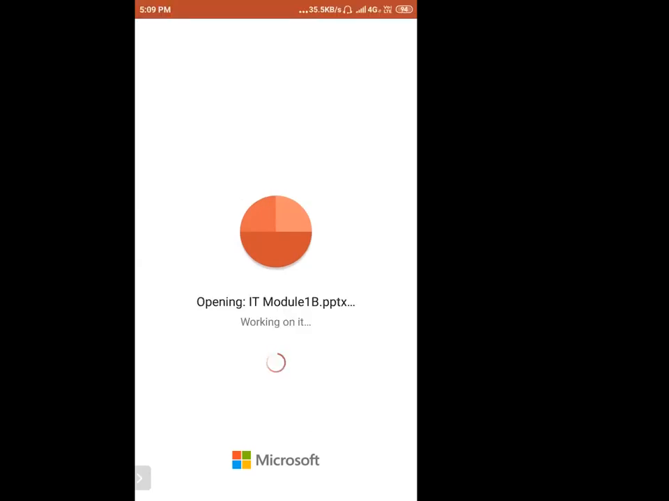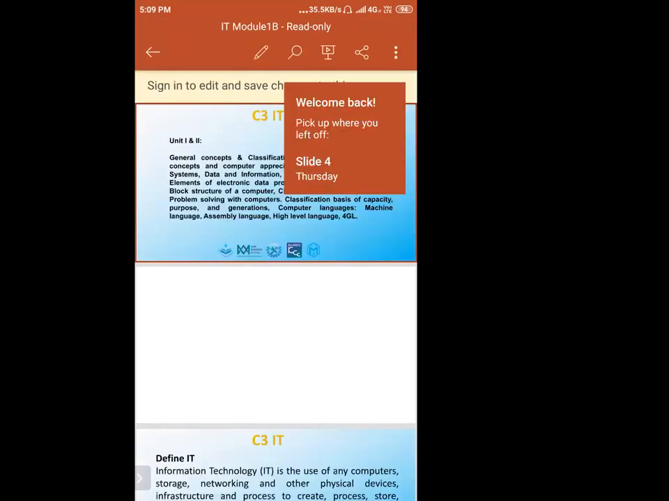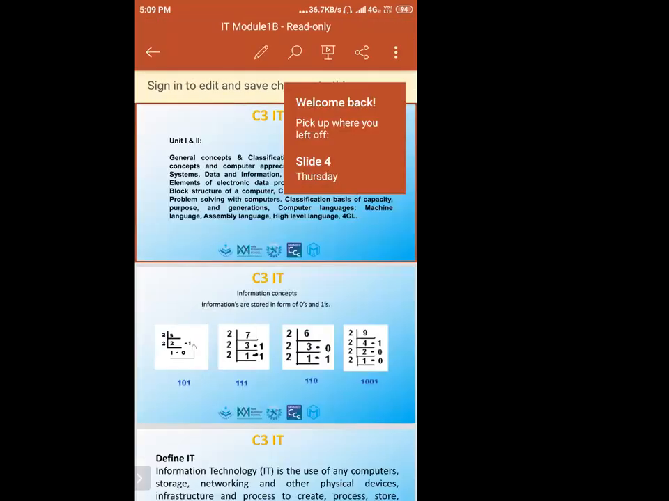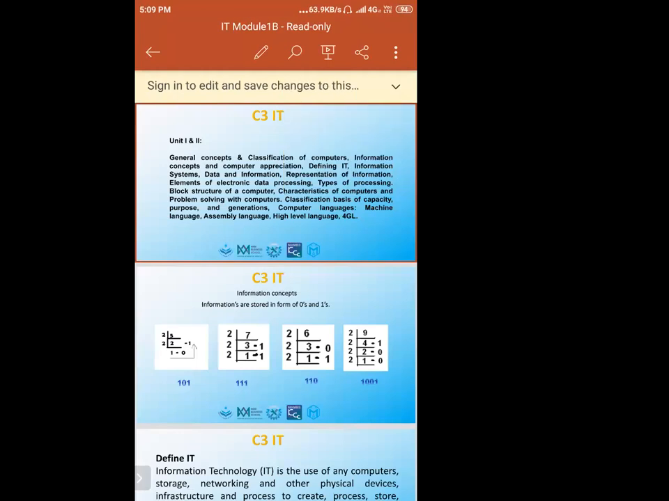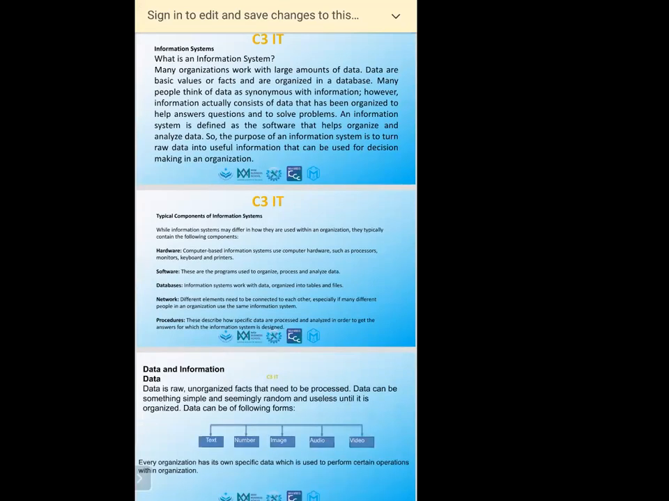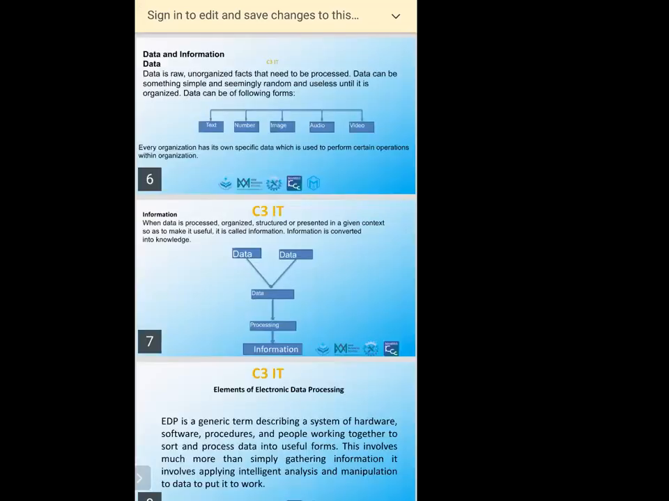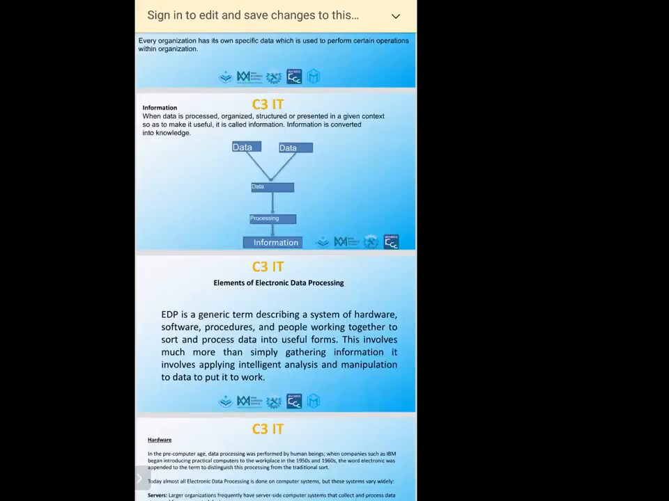Okay, fine. First, we will recap the main points about yesterday's class. What are the things we discussed in yesterday's class? We will recap and we will continue. We found out what the components of the information system are, and what data and information are, and the elements of EDP.